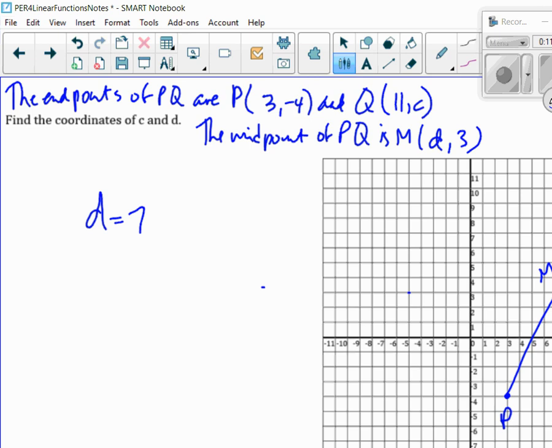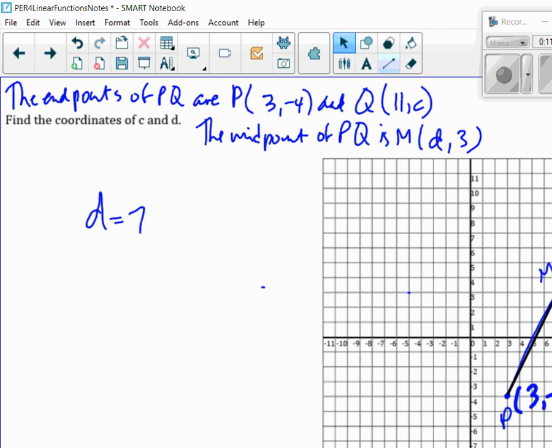So 11, 1, 2, 3, 4, 5, 6, 7, 8, 9, 10. So that's Q. I should use a ruler. There we go. It should be 11, 10. So this is 7, 3, and this is 3, -4. So let's just check it out. Add them up, divide by 2. So 3 and 11 is 14, divided by 2 is 7. -4 and 10 is 6, divided by 2 is 3.